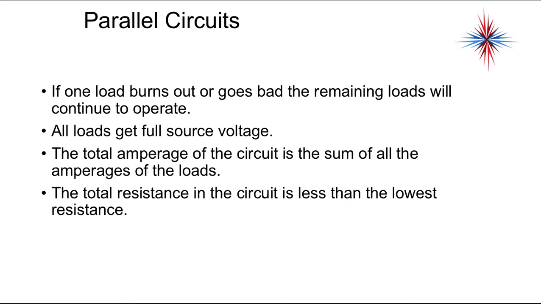If one load burns out or goes bad, the remaining loads will continue to operate. All loads get full source voltage. The total amperage of the circuit is the sum of all the amperages. In other words, each load has an amperage, creates a current. You add them all up, that is your total amperage of the circuit. The total resistance in the circuit is less than the lowest resistance on any branch in the circuit.